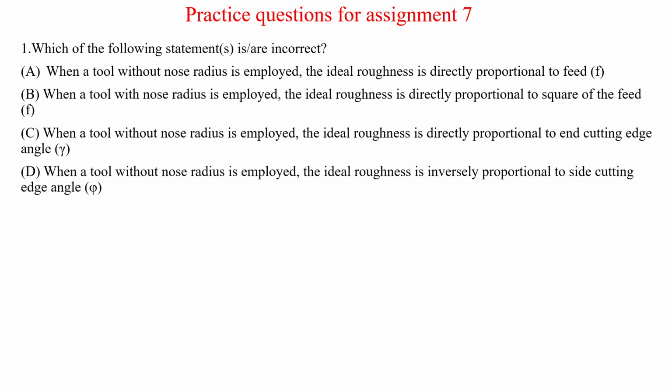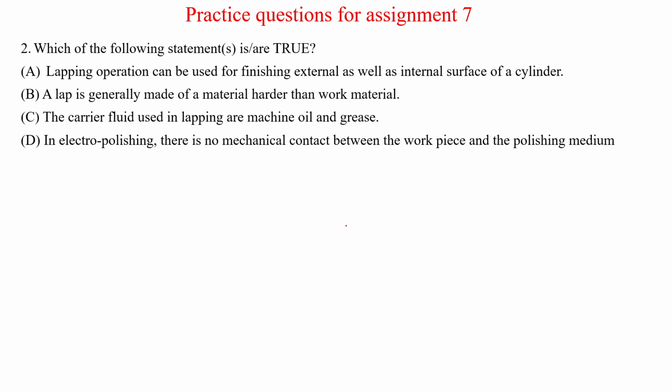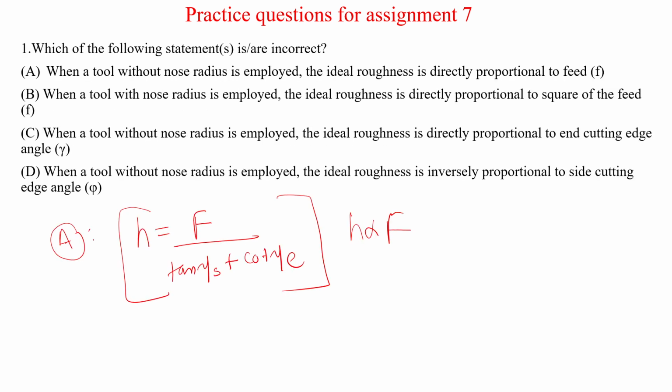See, we'll see each and every point. We'll see first A. It is saying when a tool without nose radius. So without nose radius, the roughness value is how much? F upon tan gamma S plus cot gamma E, right? The ideal roughness is directly proportional to feed. So ideal is directly proportional to feed. It is right only, na?